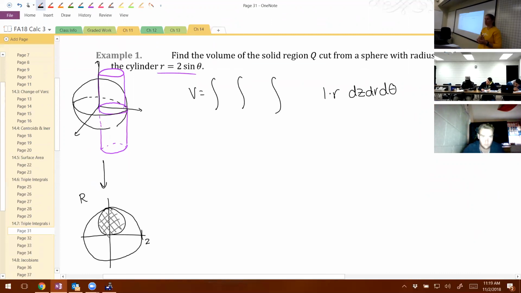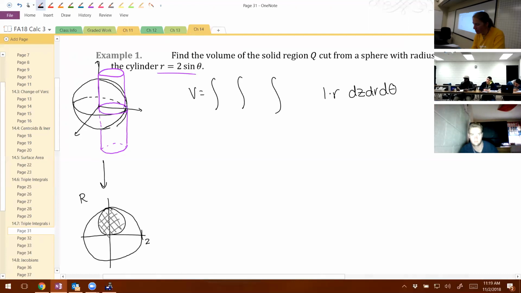Okay, so limits for z. What is this solid bounded by on the top and the bottom? Yeah, to be more specific, the sphere. So we've got the top part of the sphere over here, which is the bound at the top, and the bottom part of the sphere over here, which is the bound at the bottom.